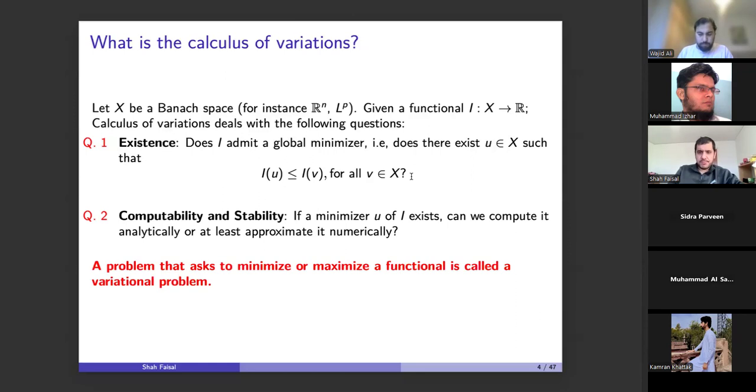In the literature, there is this terminology called the variational problem. So a variational problem is a problem where you are trying to minimize or maximize a given functional. And so by this logic, calculus of variations is studying variational problems. Now the question is why you should be doing this? Why you should look for a minimizer of a functional?